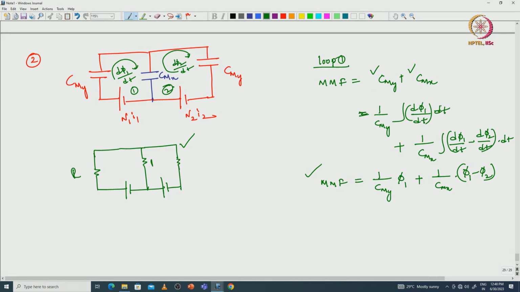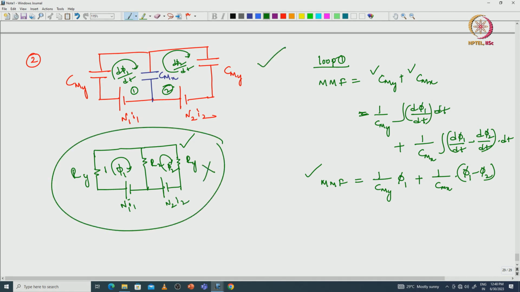Conventionally you will see in most of the literature a circuit in this fashion, here flux phi 1 and here flux phi 2, but it is wrong. We have to use this type of circuit only. This type of circuit we should not use. You may end up with the same equation, but technically and conceptually we should not represent it in this fashion. And MMF in terms of reluctances, if you write, is phi 1 into Ry plus phi 1 minus phi 2 into Rx.